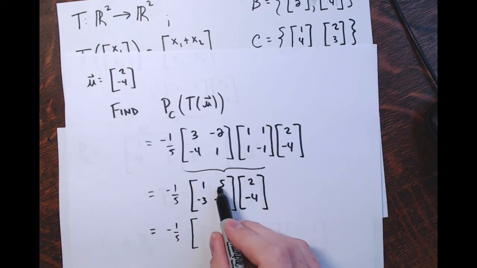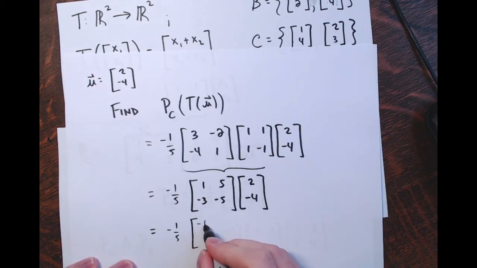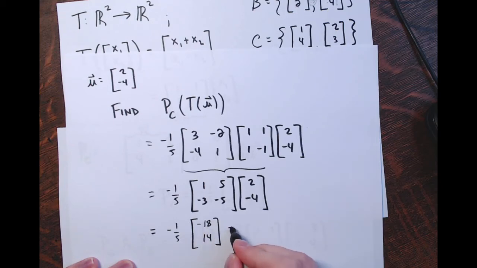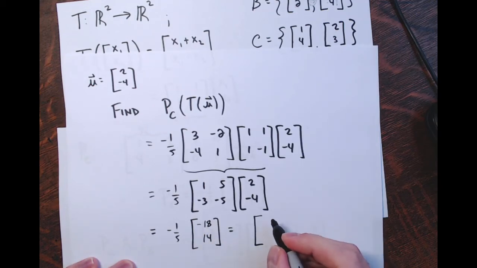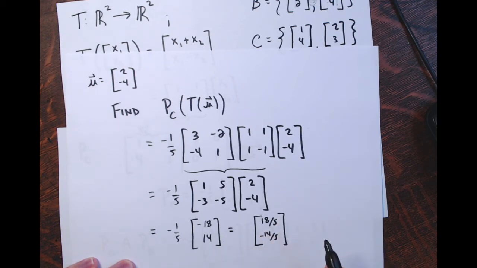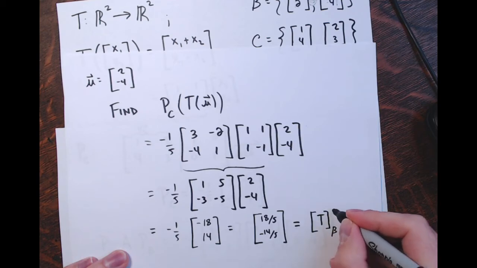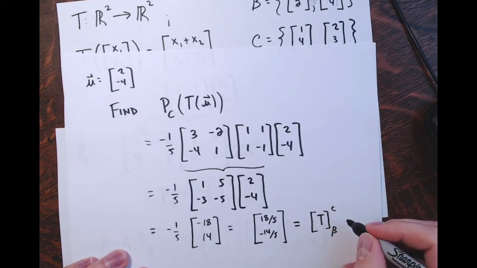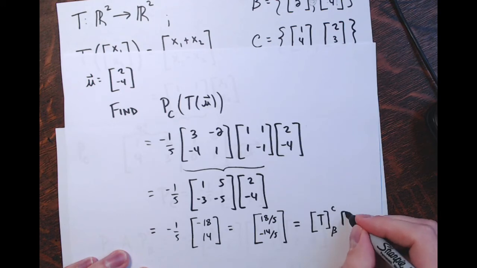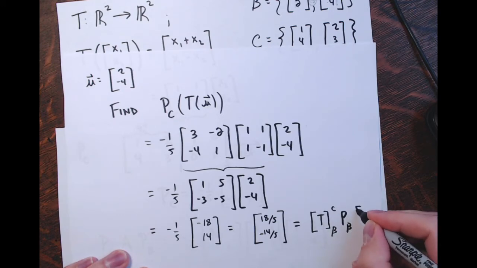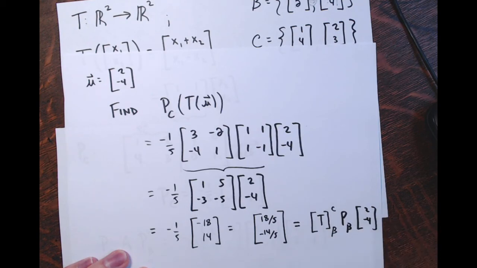Yeah, 2 minus 20, negative 18. And then negative 6 plus 20, positive 14. And we're getting this here, positive 18 fifths, and then negative 14 fifths. Okay. And according to that theorem, this should be the same as what I would get if I took the matrix representation and multiplied it by PB, and then multiplied it by the vector 2, negative 4. I should get the same exact result.